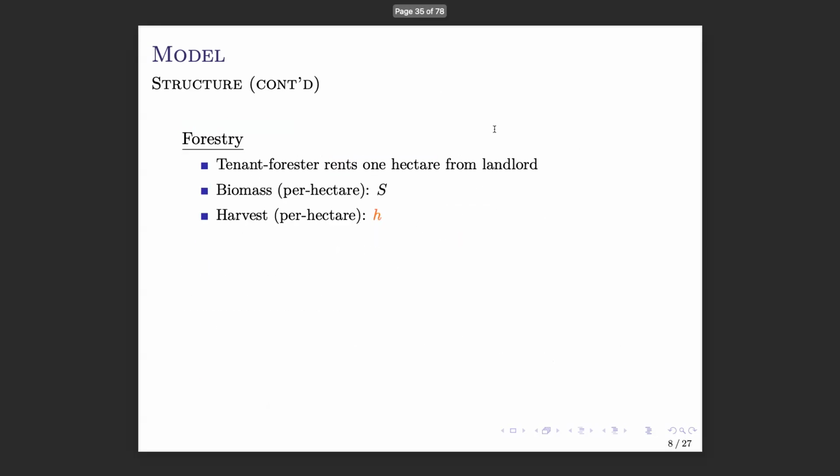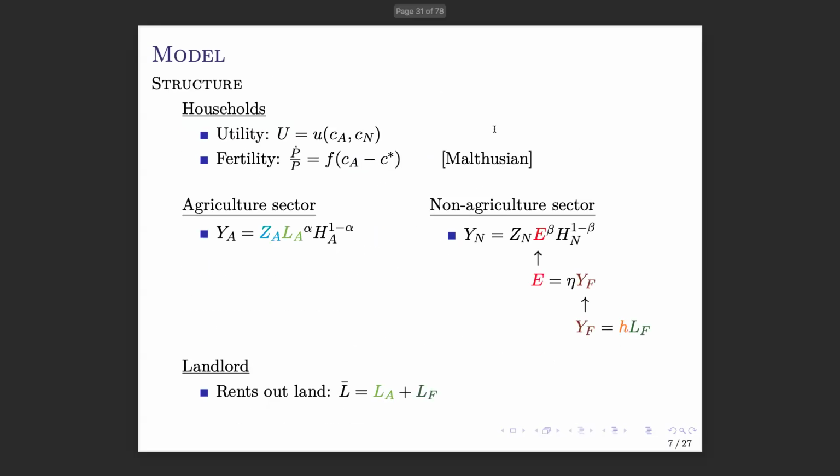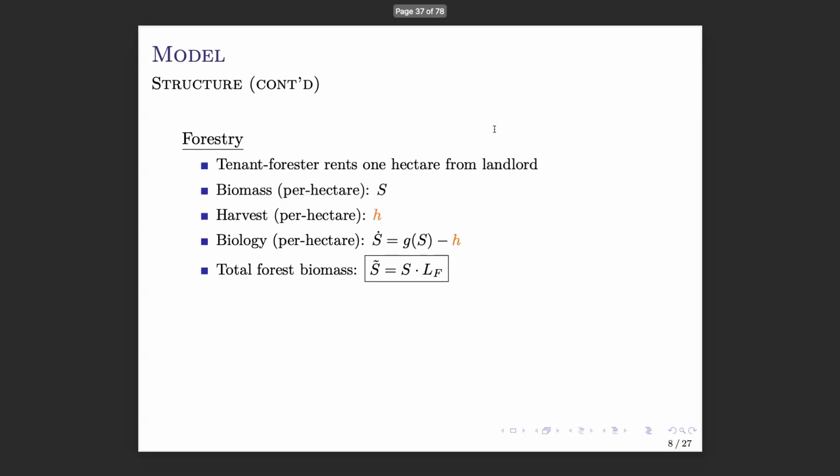We go back. I don't want to go too far back. So yeah, it's quasi-linear in CA and CN, the linear part being the non-agricultural consumption good. Okay, so it's a quasi-linear with CM. Yeah, I'm just wondering.